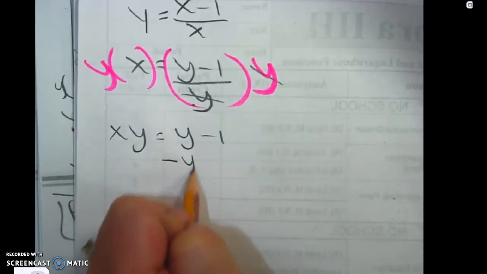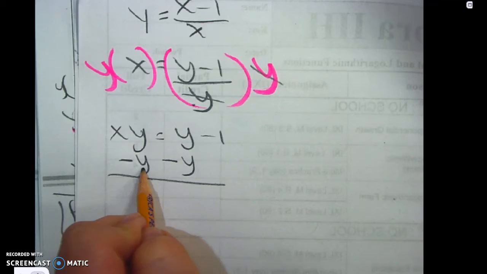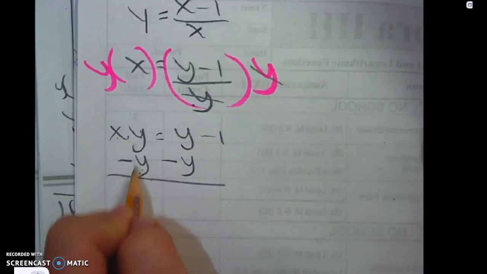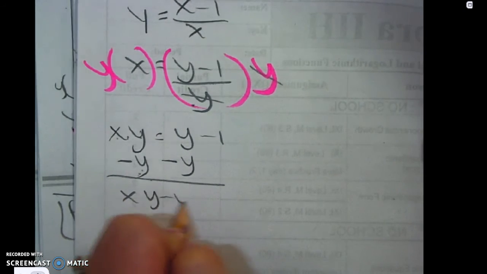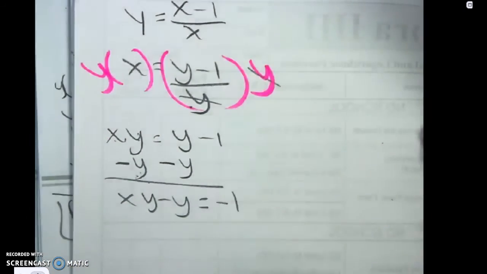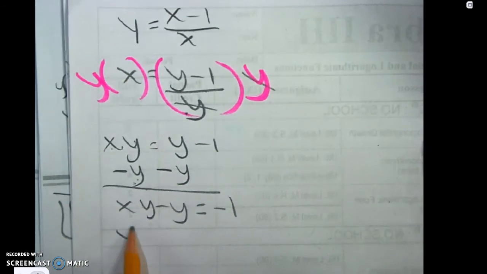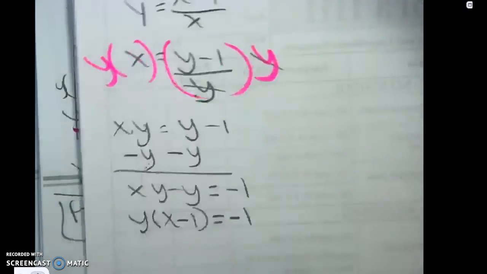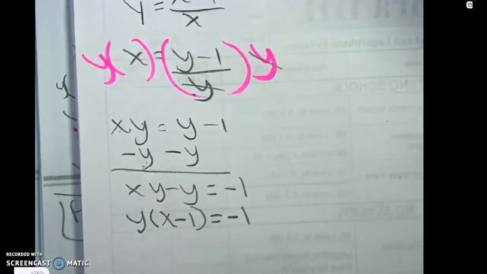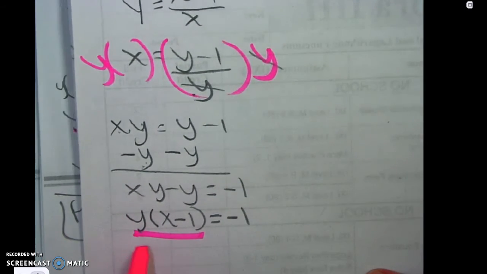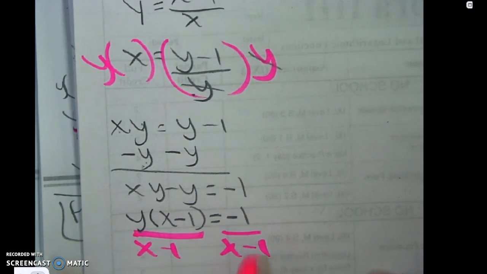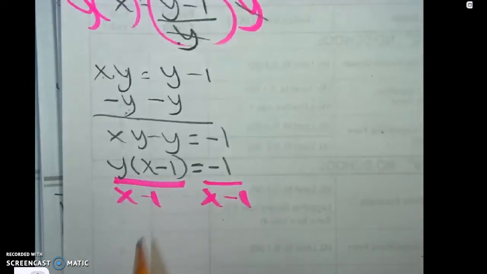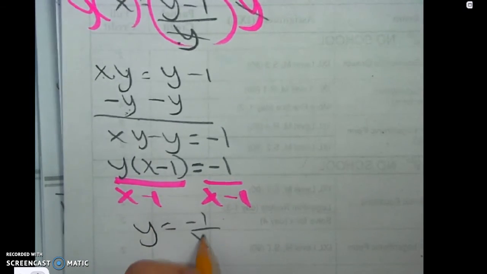Then I would subtract y from both sides. These are different because that has an x and a y and that just has a y. Then they both have a y, so I factor it out. And then I divide by x minus 1, which is what I had before. And I'm left with y equals negative 1 over x minus 1, which is what I had here, okay?